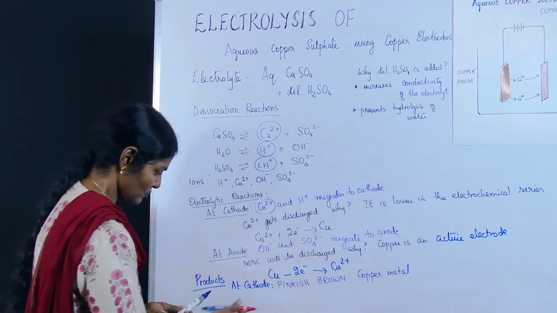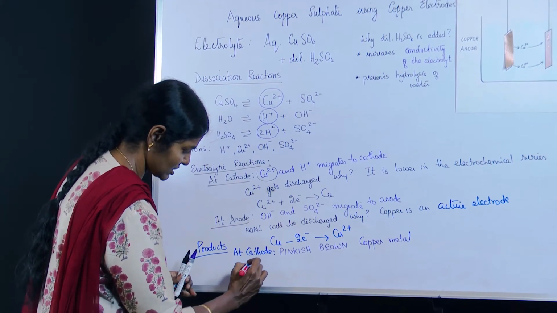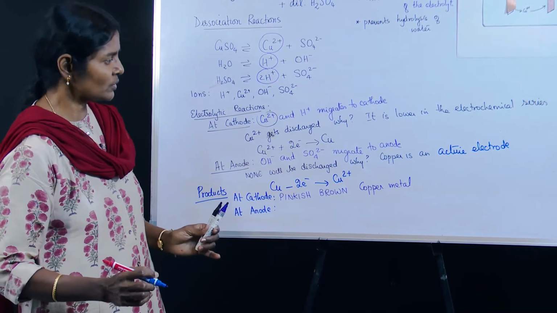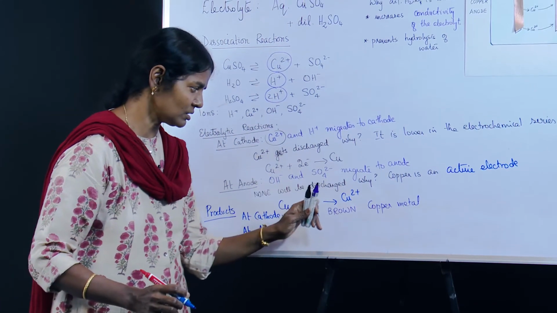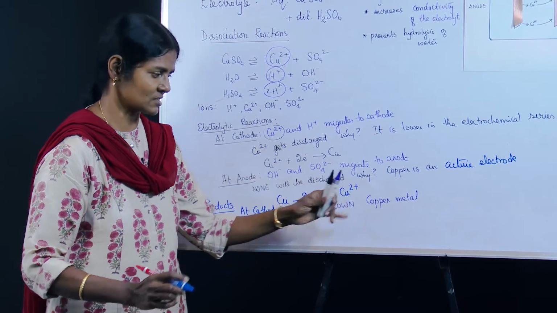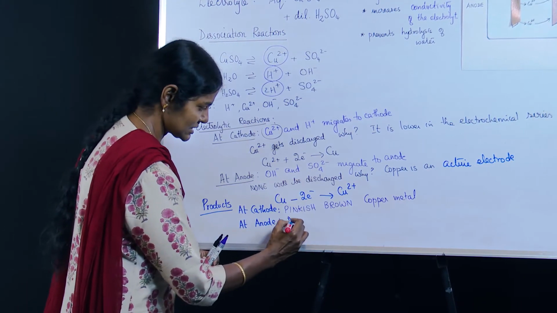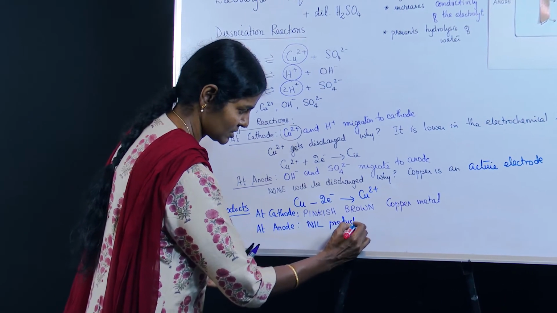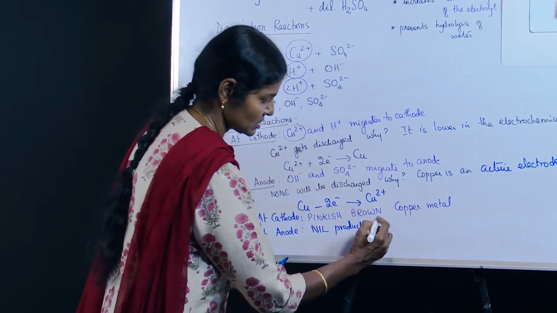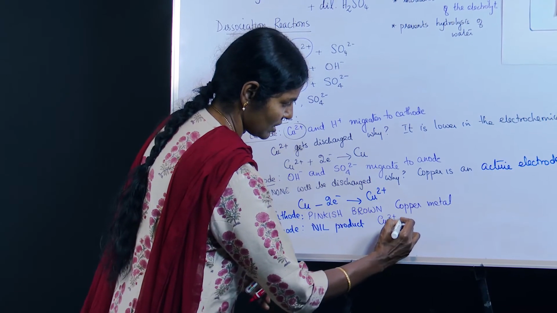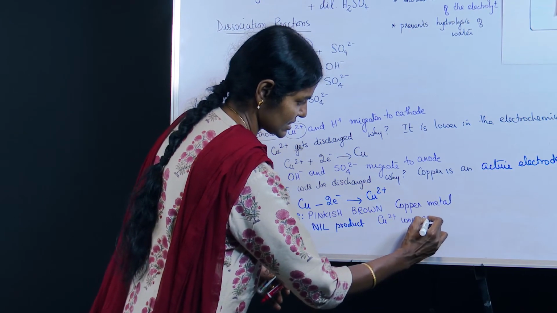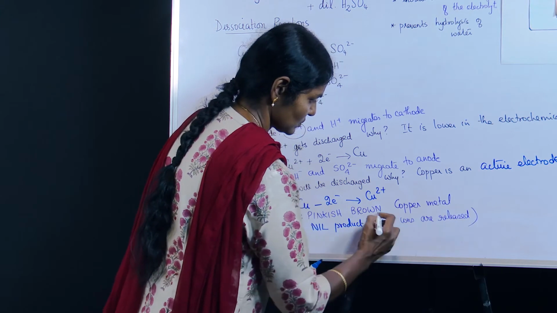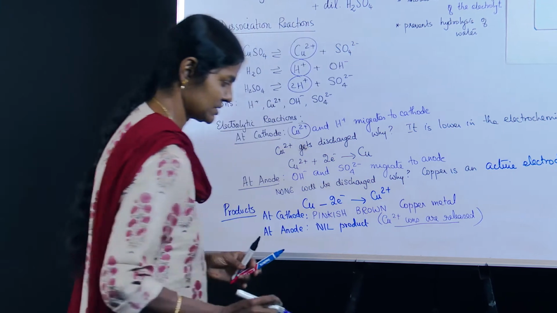At the anode, do we have any product here at the anode? We don't, because copper ions only are released. Okay, so the product is nil product, that means no product is formed. Instead, we should also mention that copper ions are released into the electrolyte. So, this is the thing that happens here.